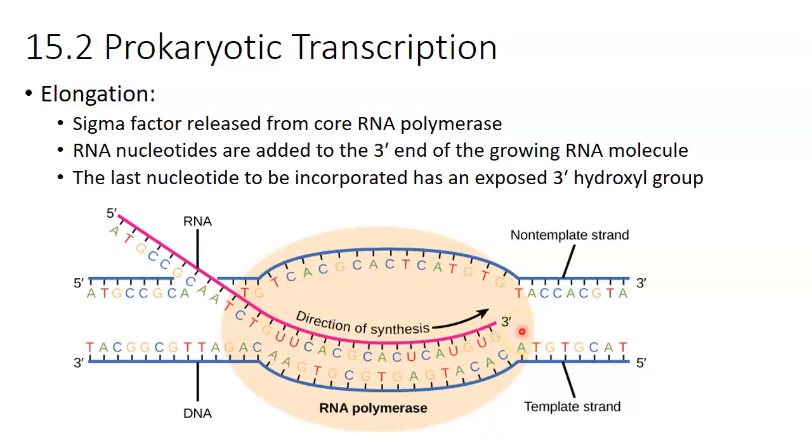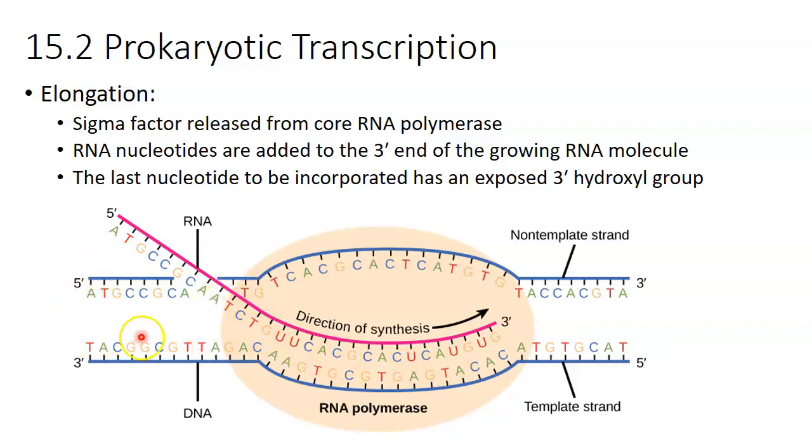It's going to continue laying down bases that are complementary to the template strand. Notice when RNA polymerase sees an A, it puts down a U. When it sees a G, it puts down a C. When it sees a T, it puts down an A, and so on and so forth. So the RNA bases are added in a complementary fashion to the sequence in the template strand. And as the RNA is made, it's going to come off of the DNA.